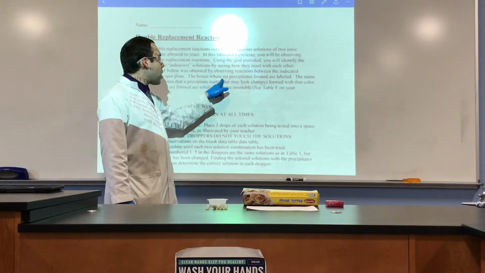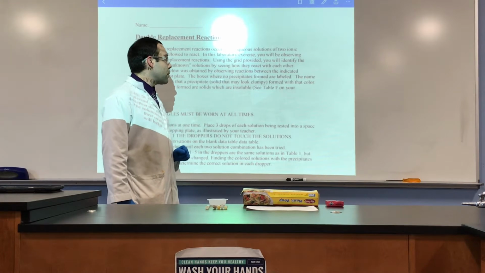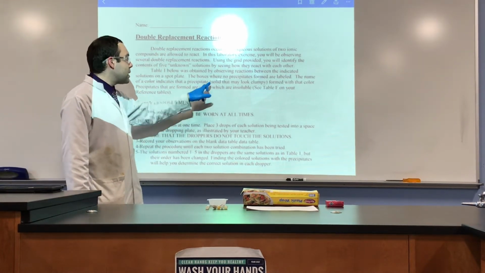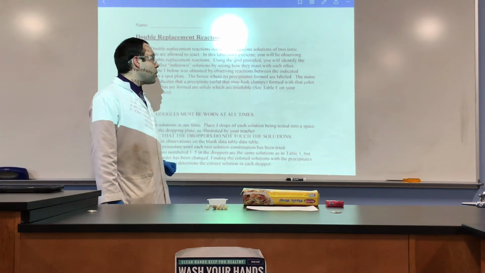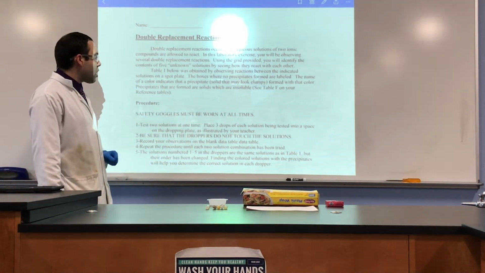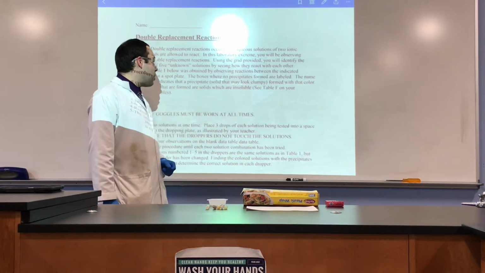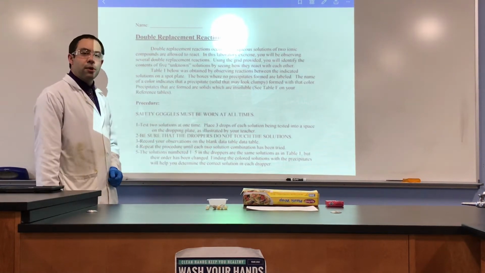The boxes where no precipitates form are labeled. The name of a color indicates that a precipitate solid that may look clumpy formed with that color. Precipitates that are formed are solids which are insoluble. See Table F on your reference tables.